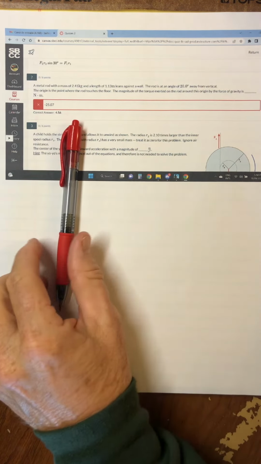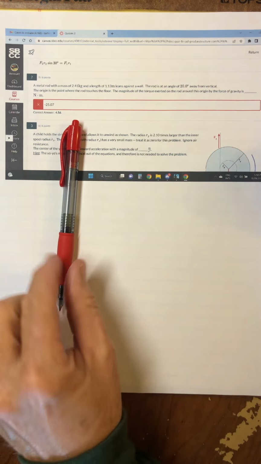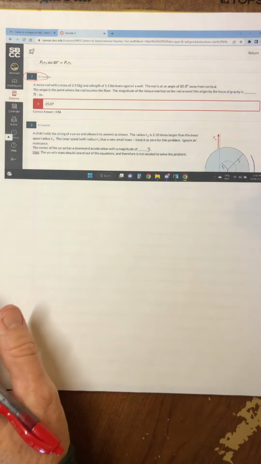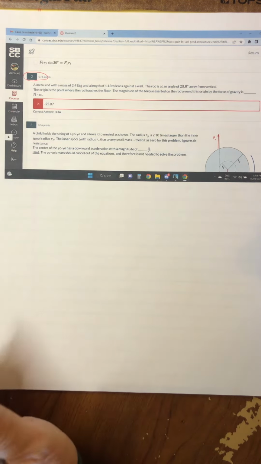All right, workshop students, let me try another one. Looks like this is number 2 here from this week's quiz. And let's talk a little bit about this one.